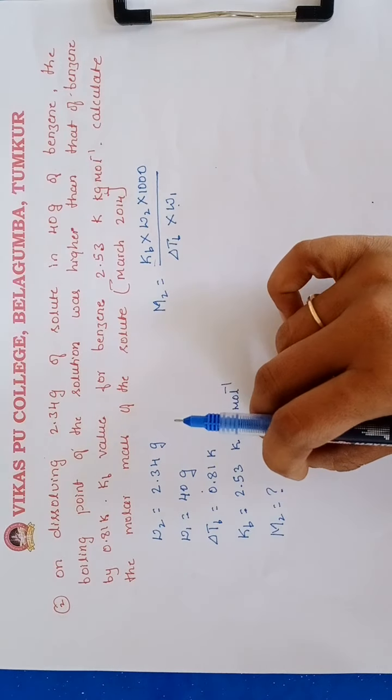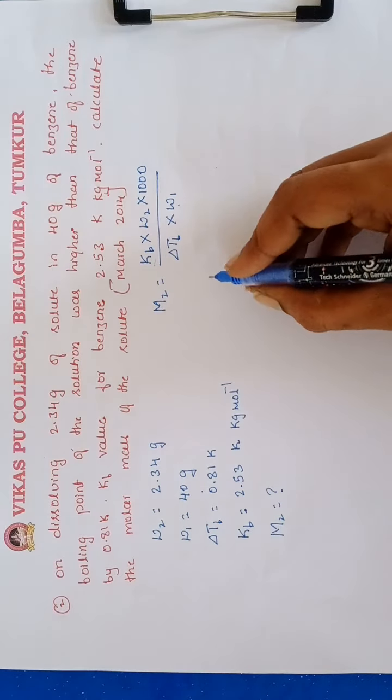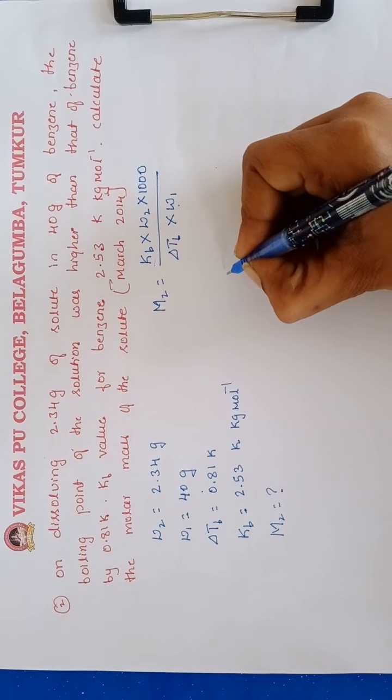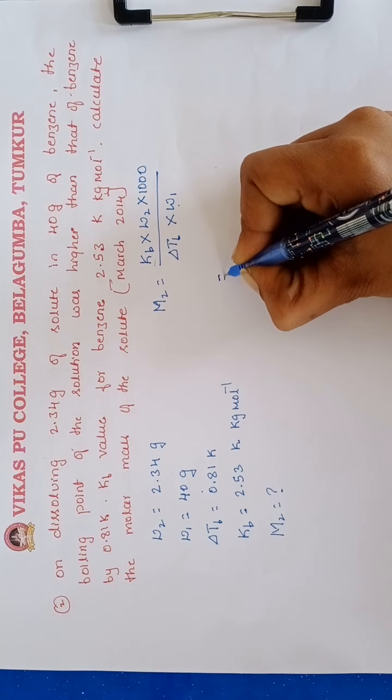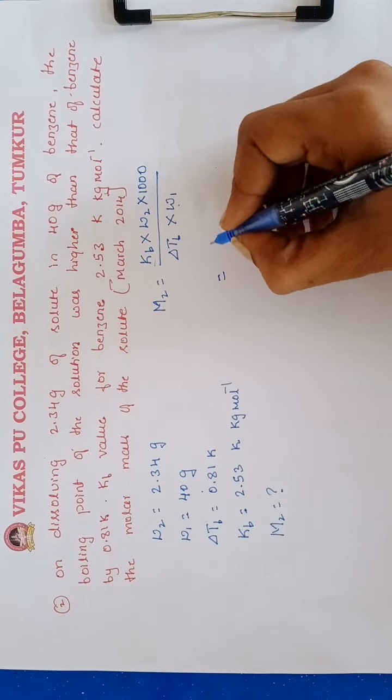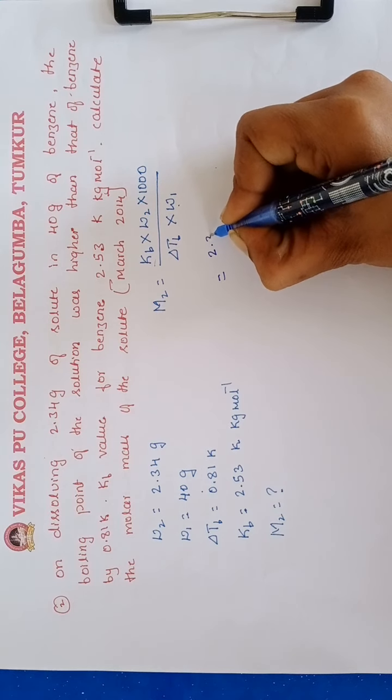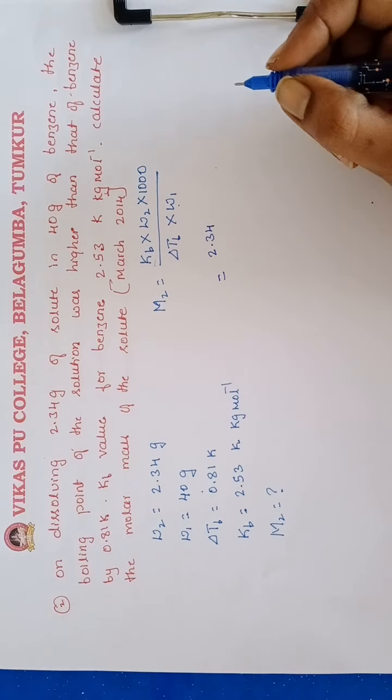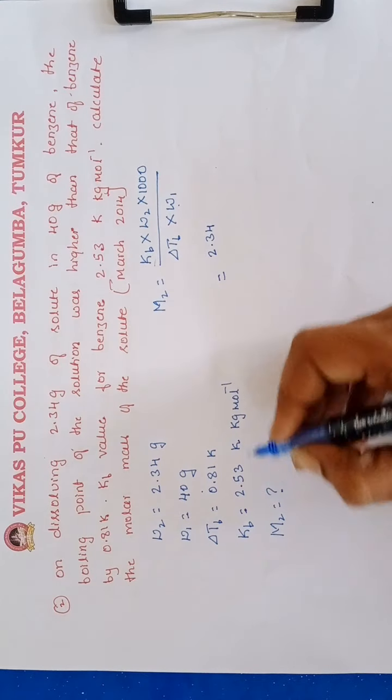Introducing these values in this formula. Kb, how much is the Kb they are given? That is 2.34. This is the Kb value 2.53.